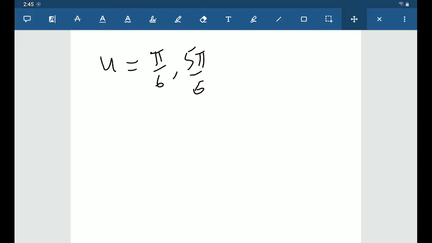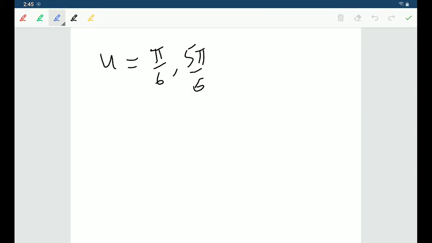And then the next 2 solutions I'll find by going ahead by 2 pi, by going one full circle forward for both of those angles. That will give me angles that are between 2 pi and 4 pi. So let's do that. Let's go forward a full circle. Pi over 6, if I take this number and add on 2 pi, so pi over 6 plus 2 pi, that is 13 pi over 6. 5 pi over 6 plus 2 pi, that is 17 pi over 6.